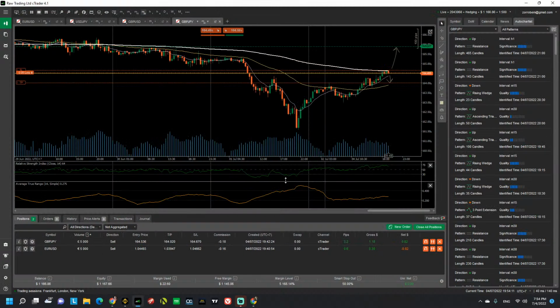So let's go back to our forex. Let's see what's happening. Okay, this is the pound. So we're 3 pips up. The euro, we're just 0.8 up. So not so big. So you can just relax for a while.